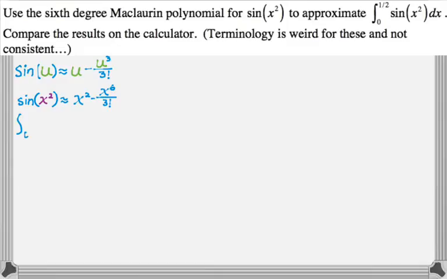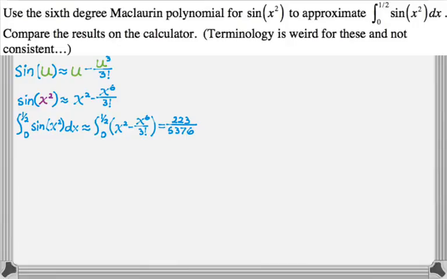So the integral that I'm looking for, 0 to 1/2 of sine of x squared, is approximately the same as the integral from 0 to 1/2 of my Taylor polynomial, or my Maclaurin polynomial in this case. Ooh, I forgot a dx. Oh well, we'll live with it. I used a calculator to get that because it seemed like it'd be really annoying. And then let's compare the values.